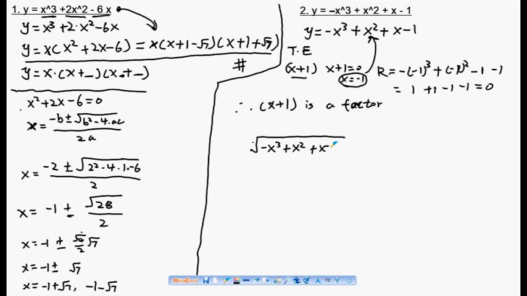I think in this equation both x minus 1 and x plus 1 are factors. You can try assuming x minus 1 is a factor first, and I think it also works. Let's keep doing these questions.